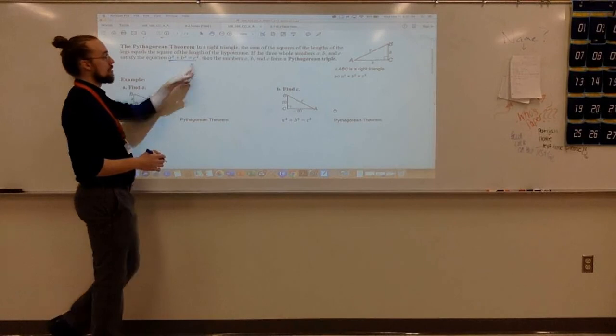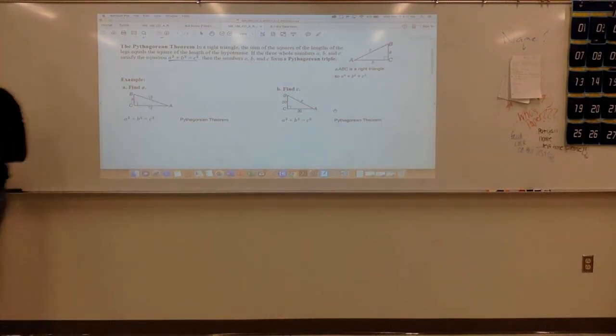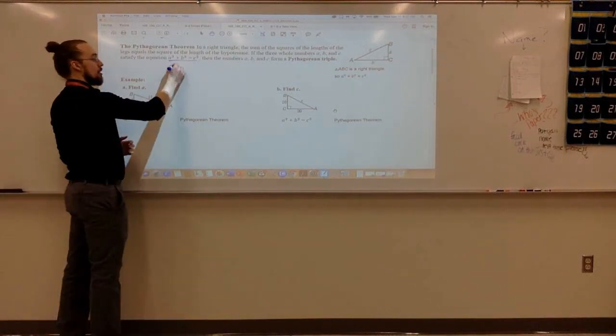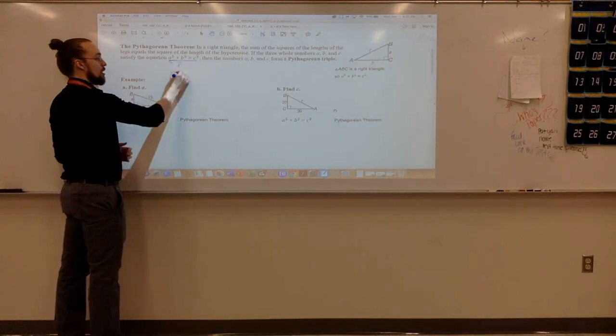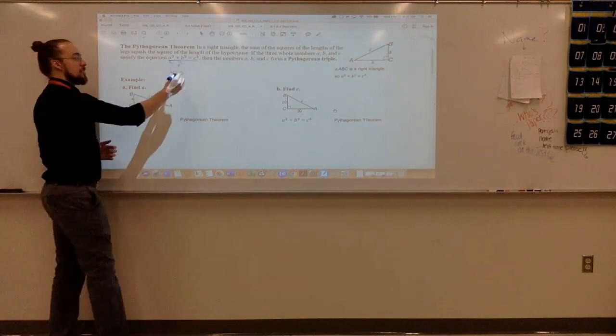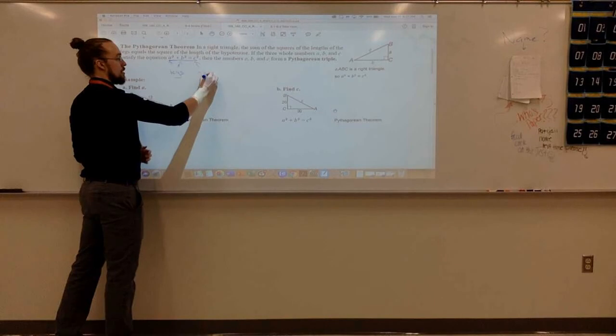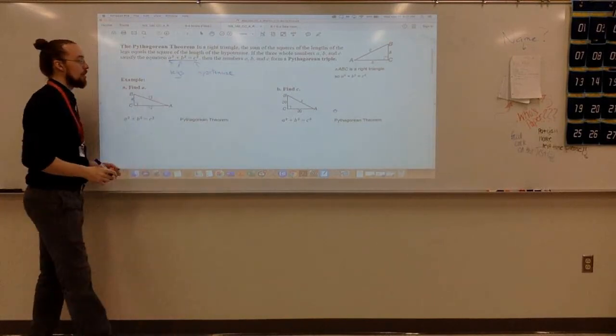In this formula, A and B are the two legs of the right triangle. A and B are the two legs. So let's make a note of that. A and B are the legs, and then C is the hypotenuse.